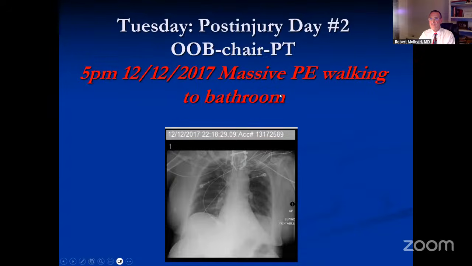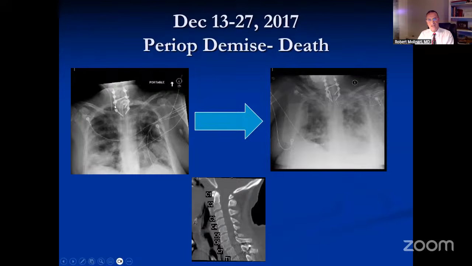She has a massive pulmonary embolism while walking to the bathroom. I would argue that this is incredibly uncommon, and it's just a case of very bad luck despite the best medical care that you can provide. And here she is. This is her a week later. She underwent perioperative demise. She developed ARDS, was put on ECMO, and unfortunately passed away.